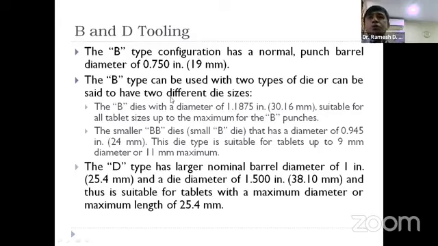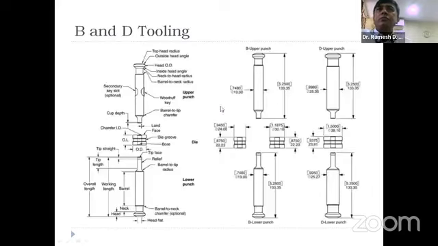Mainly there are two types of tooling possible: B tooling and D tooling. Tooling is decided on the basis of the size, the diameter of the punches. For small scale or lab scale manufacturing, we prefer B tooling. For industrial scale manufacturing, we prefer D tooling. The diameter of D tooling is larger than that of B tooling. These are the measures of B tooling and D tooling. The head diameter or barrel diameter of B tooling is 19 mm. The barrel diameter of D tooling is 25.35 mm. The length is similar. That's not a difference in the length.